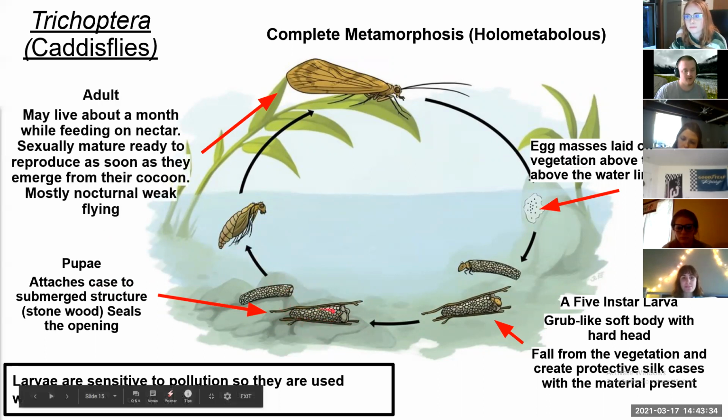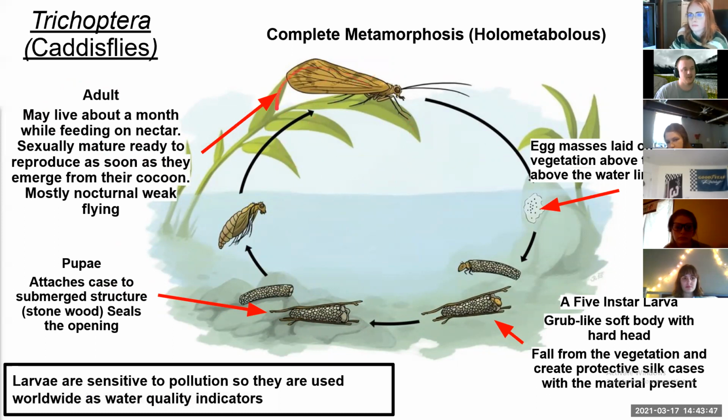Sometimes they build more of a domed case and they'll move around some. And then the adults live about a month, feeding on nectar from various plants. These are sexually mature and begin reproducing immediately as soon as they emerge from their cocoon. So I should mention there's this larval stage. So I guess, yeah, this pupa stage is what she was referring to.